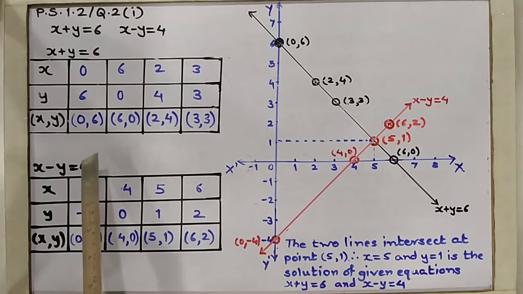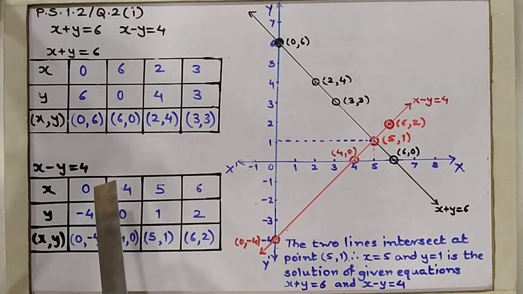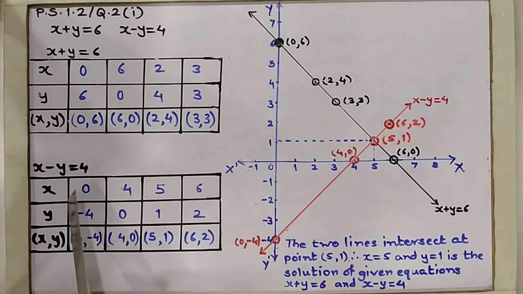We are going to follow the same procedure as we had done it for the first equation. In the first case, I have taken the value of x as 0. Putting this value in the equation, you get y is equal to minus 4. So the first ordered pair is 0 comma minus 4. In the second case, I have taken value of x as 4. Put this value in the equation, you get y is equal to 0. So the ordered pair is 4 comma 0.